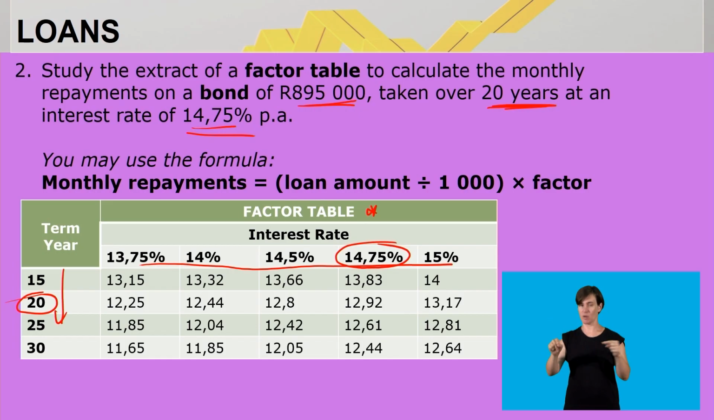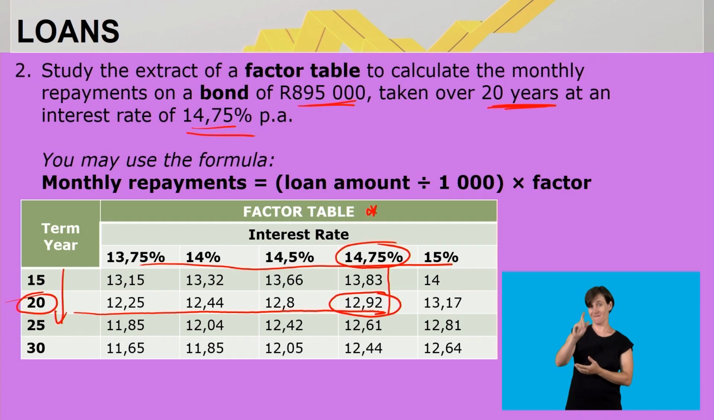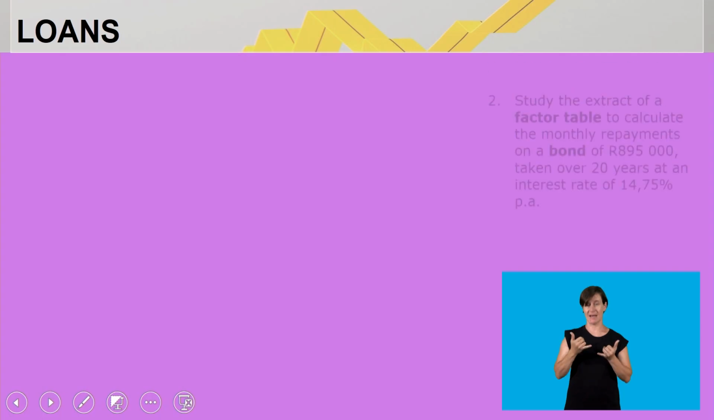And it works like a graph where the two meet, where they intersect. So I'll go here, 20 years. And where does it meet with the 14.75%? Right here. So this 12.92 is our loan factor. Okay, I'll do that again. I look at the term of the loan, 20 years. I also look at the interest rate of 14.75%, and I see where the two meet, where they intersect, and we see it's right here. So the loan factor now is 12.92.